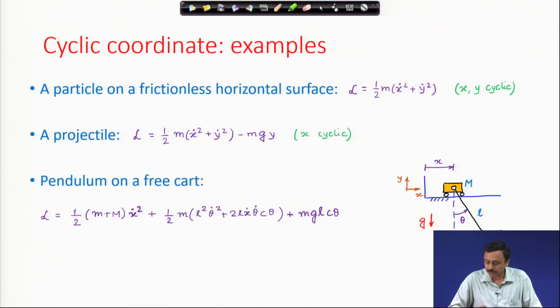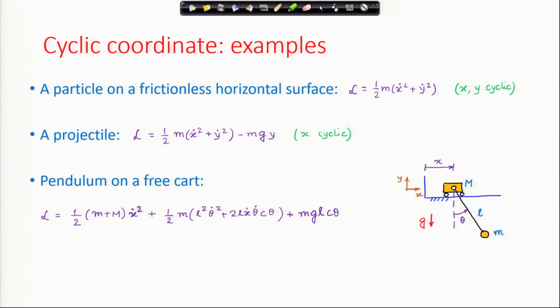Pendulum on a free cart. We have written the Lagrangian of this system before, I have just written it here. The datum for the potential energy is the x axis. Here you will find that there is no presence of x, whereas the other coordinate theta, theta dot and theta both are present, but x is not present. x dot is present of course, but x is not present. Therefore, x is a cyclic coordinate.